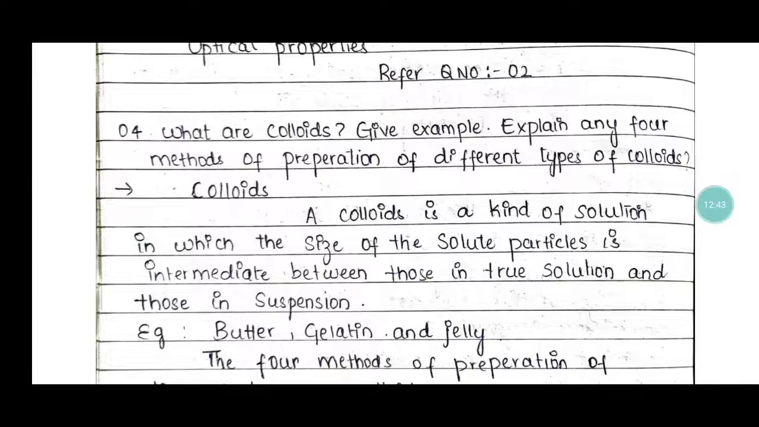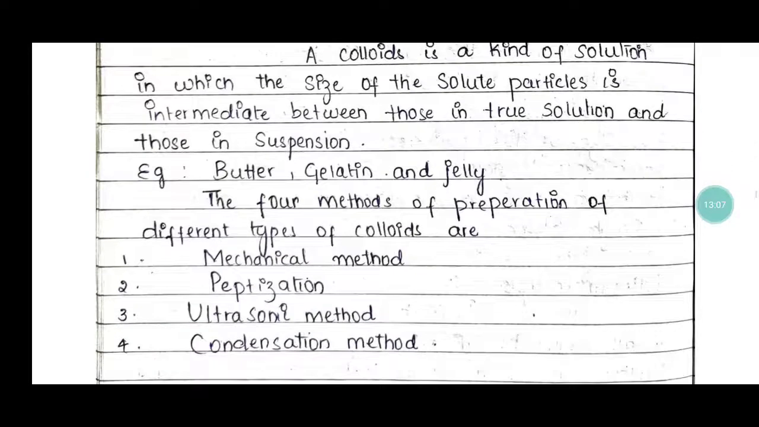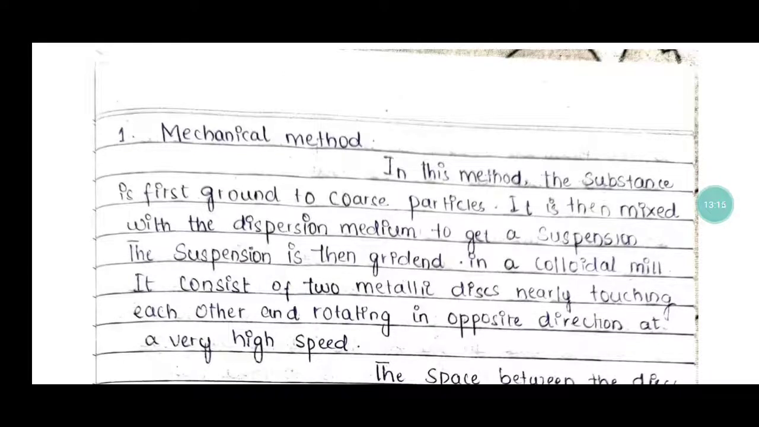What are colloids, or define colloids? A colloid is a kind of solution in which the size of the solute particles is intermediate between those in a true solution and those in a suspension. Examples are butter, gelatin and jelly. The 4 methods of preparation of different types of colloids are mechanical method, peptization, ultrasonic and condensation. I will not read it out, so you have to write it in your notebook.